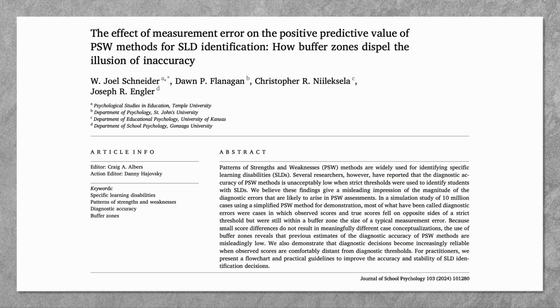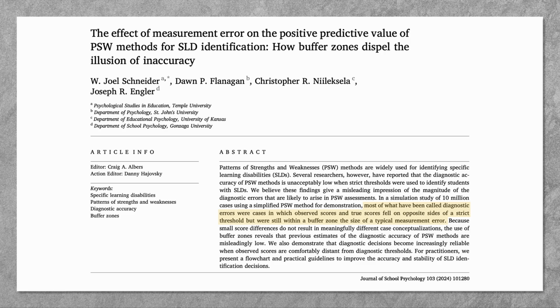This paper in 2024 by Schneider and colleagues, including Dawn Flanagan, argues that most of the diagnostic mistakes happen when the scores are right around the cutoff points. In their own data simulations, more than 90% of the errors occurred within 5 points of the cutoff scores. And the authors suggest that using buffer zones, where we apply clinical judgment, could improve accuracy.